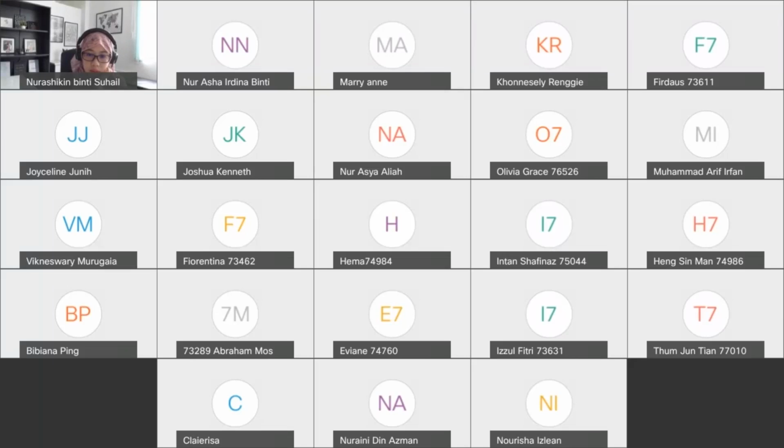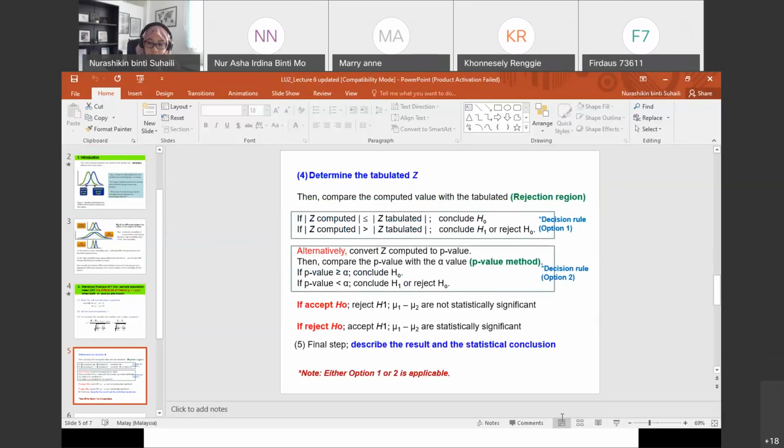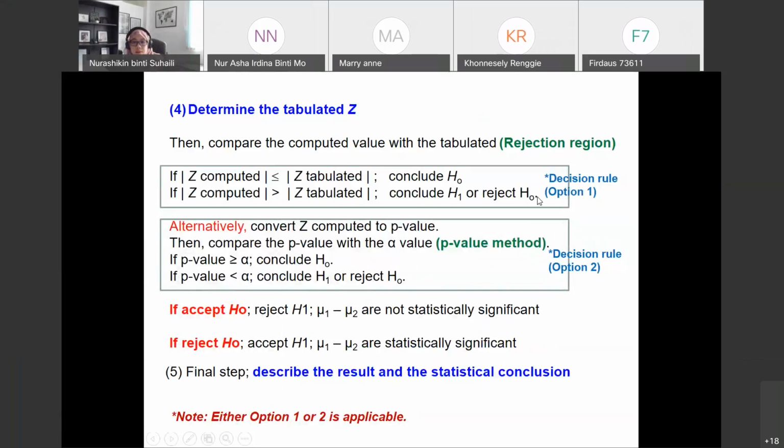So go back to our slide just now. Okay, so that's how you got the Z tabulated. In this case, let's say 0.05, that is 1.96. And you have to compare it with the Z that you calculated in the previous step, with the extended formula of Z just now. The rule is the same as the one-sample case, the rule of thumb. You compare both values and make a decision to conclude H0 or H1. H0 is the null hypothesis, H1 is the alternative hypothesis.